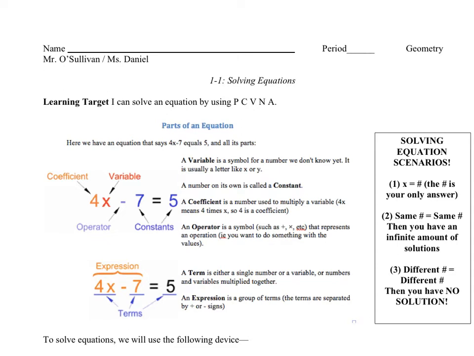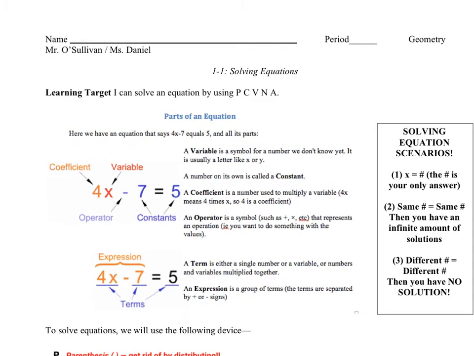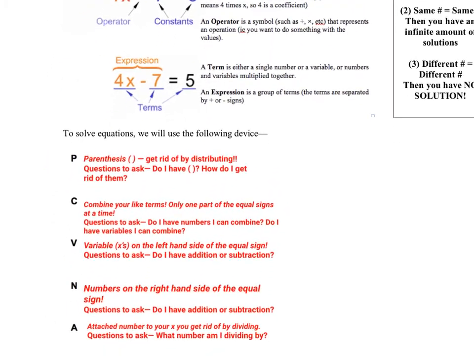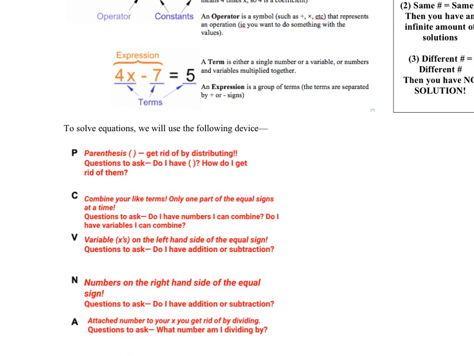So this unit is not supposed to be easy, but it's supposed to be just a refresher of what we did last year. So if you remember, last year we learned how to solve an equation by using the PCVNA technique. So the P stands for your parentheses, the C stands for combine your like terms, only one part of the equal sign at a time. So the questions that you need to ask yourself: Do I have numbers I can combine? Do I have variables I can combine? But we need to make sure that we only combine one part of the equal sign at a time.